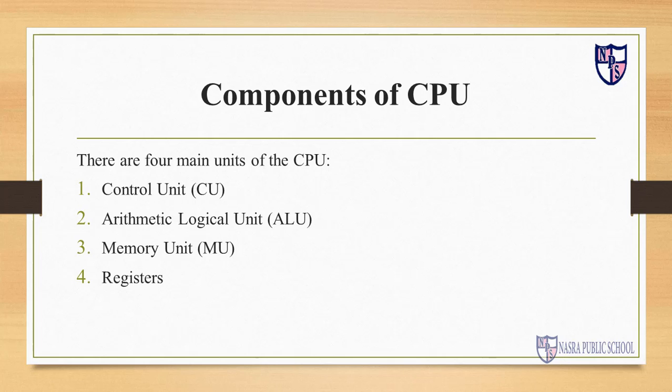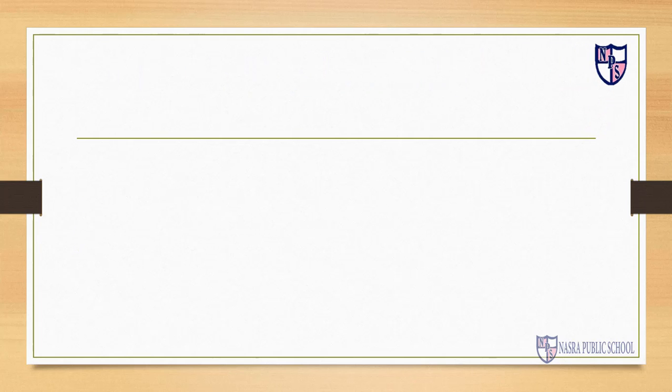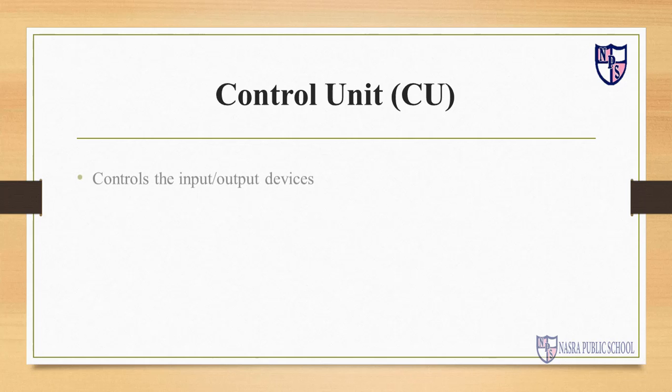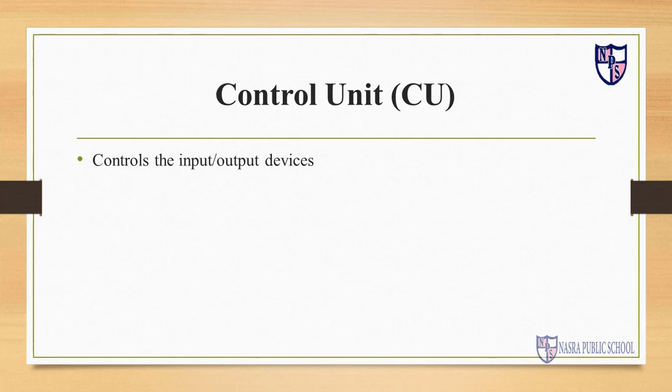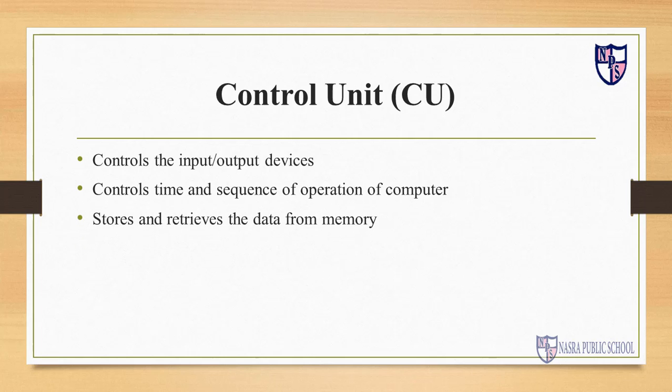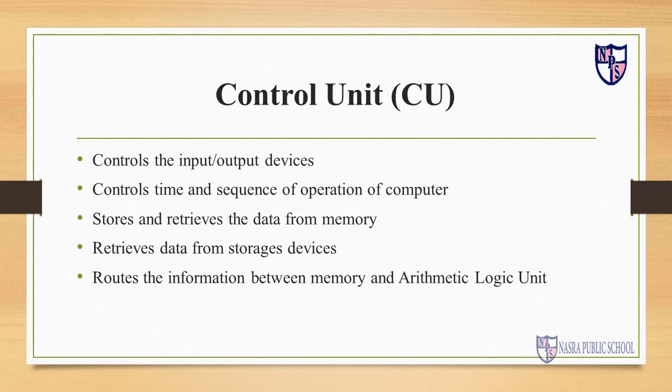So we have known the names of these components in our first part, and now we are going to learn them in detail. So first is control unit CU. Control unit controls the input and output devices. It controls time and sequence of operation of computer, stores and retrieves the data from memory, retrieves data from storage devices, routes the information between memory and arithmetic logic unit, controls the execution of program. So these are the functions performed by the control unit or CU.